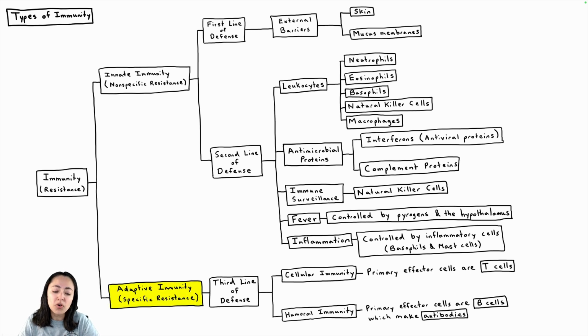This is also known as our third line of defense. There are two major types of adaptive immunity. This includes cellular immunity, where the primary effector cells are T cells. And then we have humoral immunity, where the primary effector cells are B cells, which make proteins that help our body recognize foreign antigens known as antibodies.